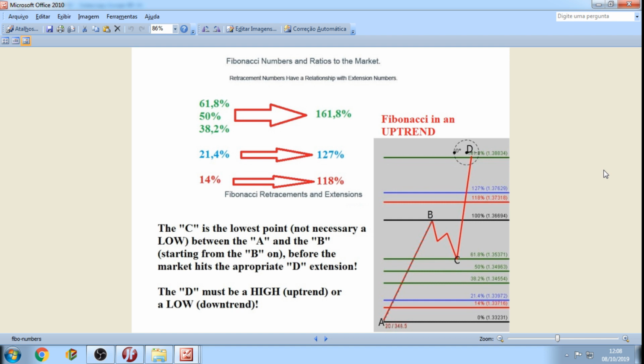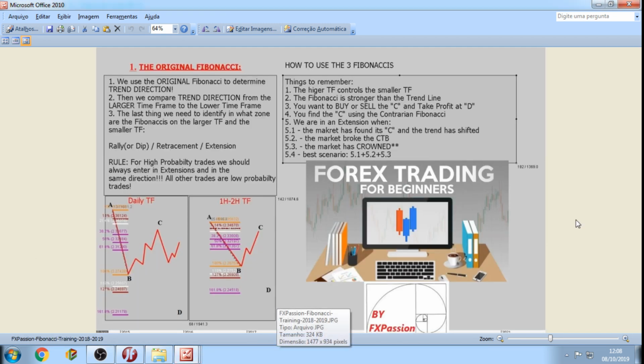Okay. One more and then we're going to check the live markets. Okay, one more picture, everybody. This one. This is from last year. It's from the Forex Trading for Beginners. Okay, take the screenshot of this picture and learn. Learn, try to remember.